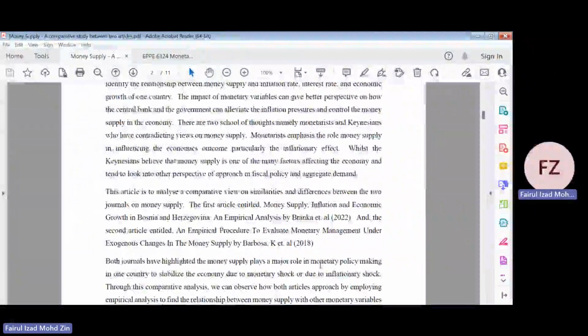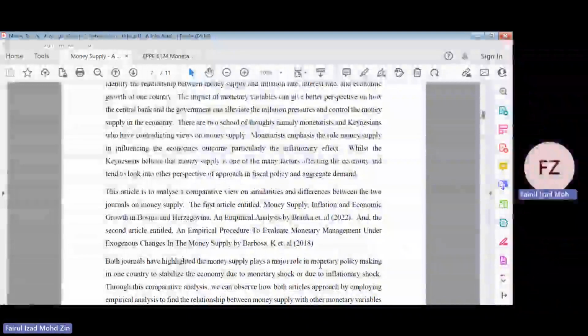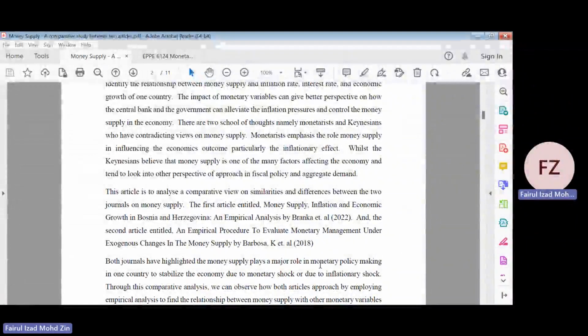This presentation is to analyze a comparative view of the similarities and differences between the two journals on money supply. The first article is entitled Money Supply, Inflation, Economic Growth in Bosnia and Herzegovina: An Empirical Analysis by Branca. And the second article is entitled Empirical Procedure to Evaluate Monetary Management under the Exogenous Changes in Money Supply by Barbosa.